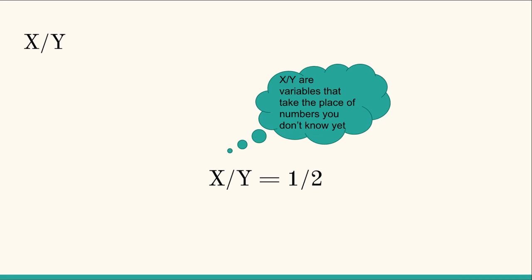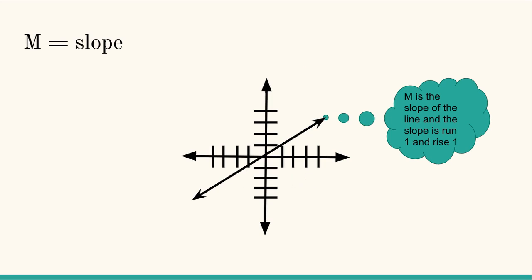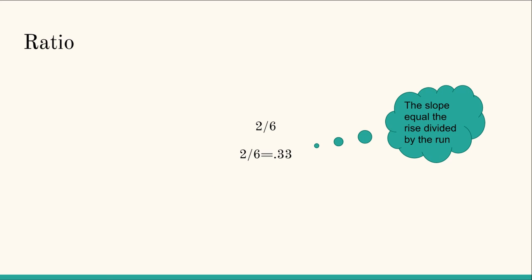Here we have x and y. The x-intercepts are where the graph crosses the x-axis, and the y-intercepts are where the graph crosses the y-axis. Here we have slope. Slope is a measure of the steepness of a line or a section of a line, connecting 2 points.